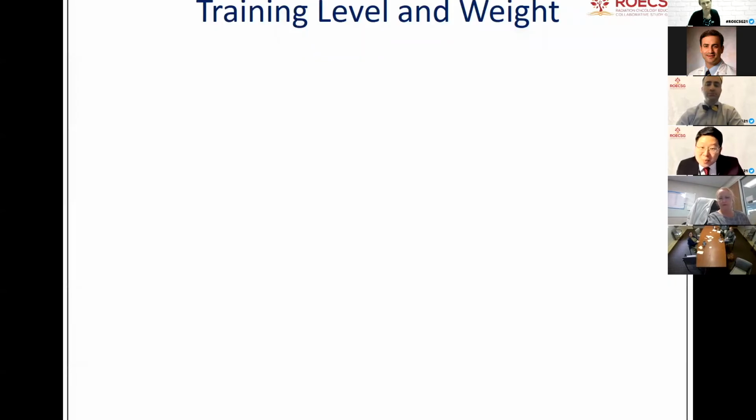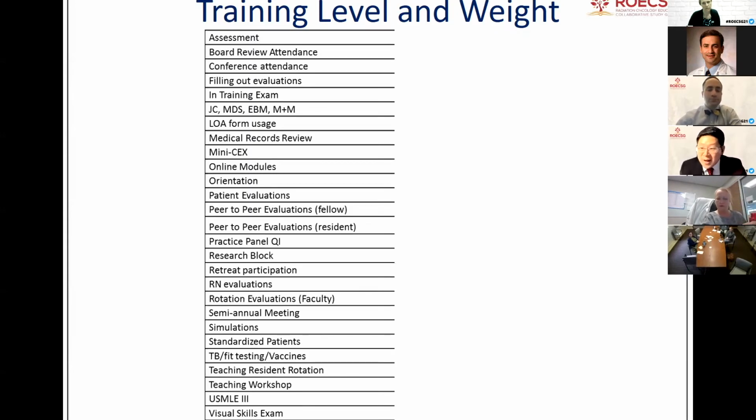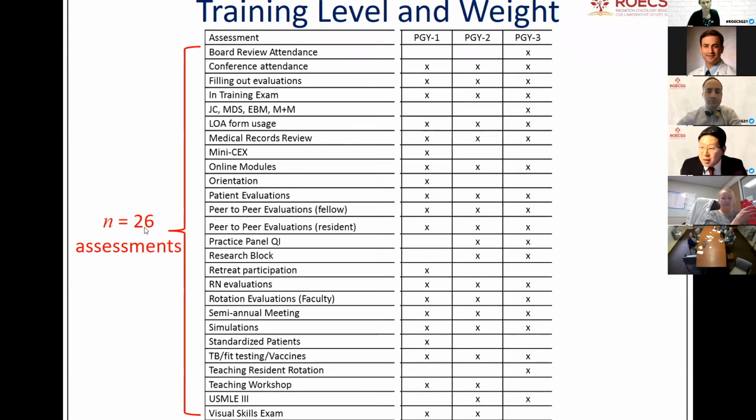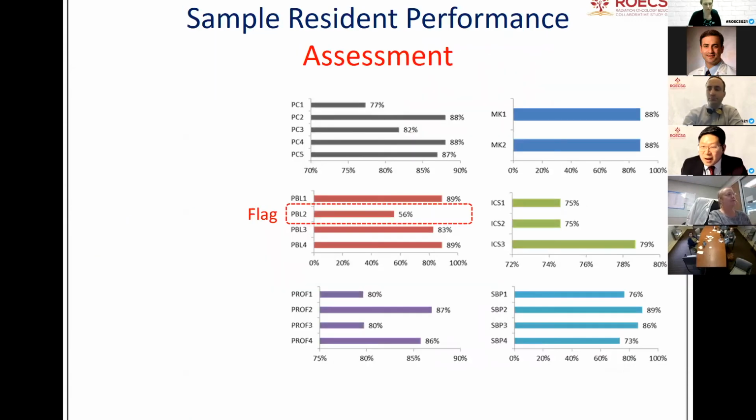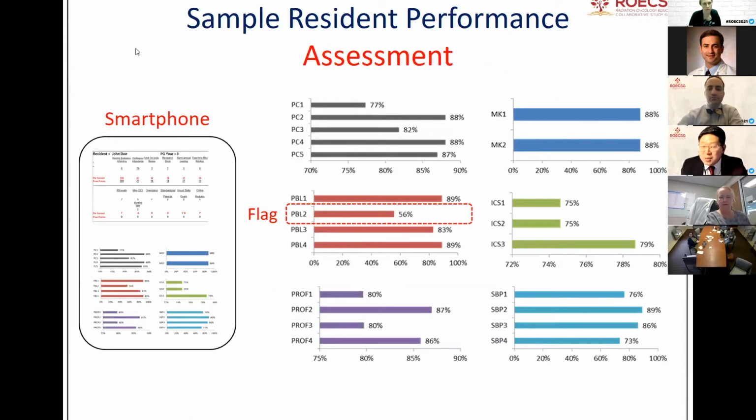So in this paper, we had this group, we met and we did a mapping of the assessments to different competencies. These are the different lists of assessments. We weighted them, there are 26 assessments. We weighted them by PGY levels. We also combined them in a way that was meaningful for this program. And then at the end, after a year, we were able to build this smartphone application.